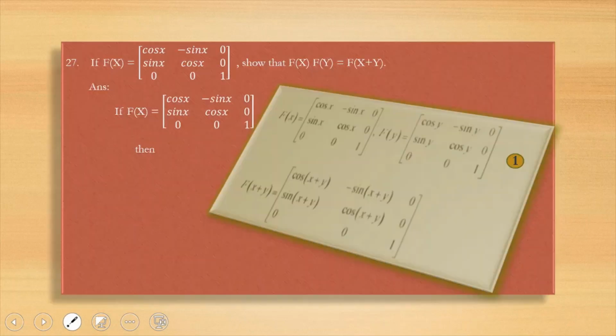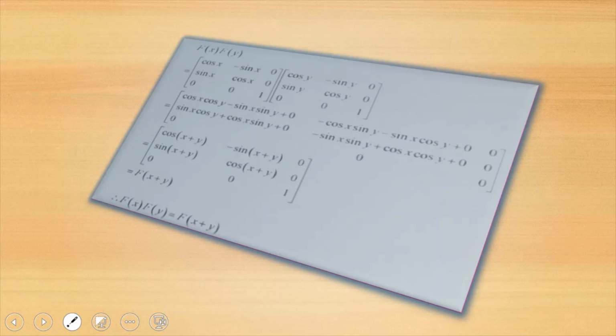Here I need to prove it. The right hand side is f of x plus y, the term which I got. Now I need to prove this term is equal to f of x into f of y, which means I need to multiply these two. So let me find the product of f of x and f of y: the matrix [cos x, minus sin x, 0; sin x, cos x, 0; 0, 0, 1] into [cos y, minus sin y, 0; sin y, cos y, 0; 0, 0, 1]. Just multiply these two matrices, and we get cos x into cos y minus sin x into sin y plus 0 for this term.